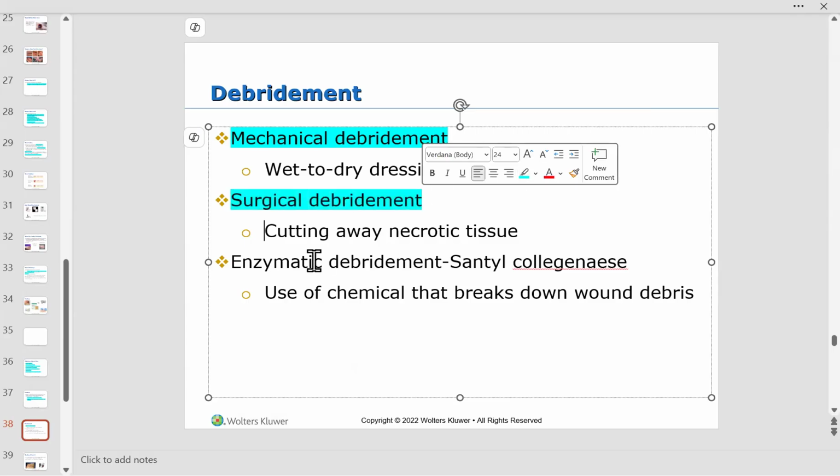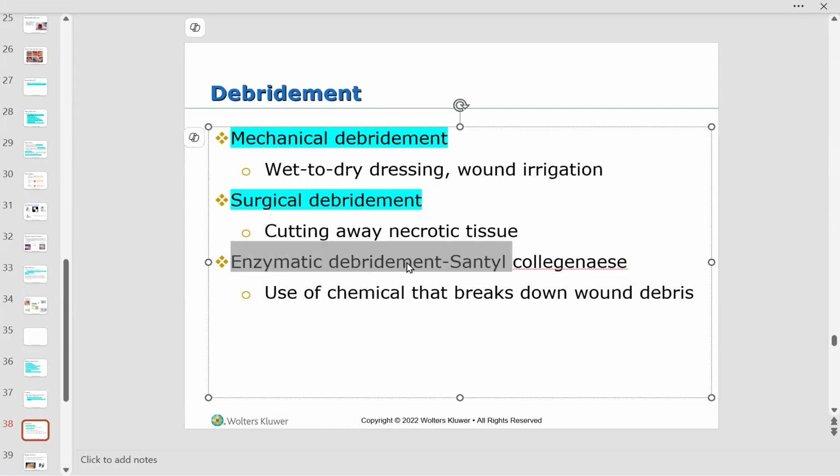The first type is mechanical debridement, which is when we put a wet to dry dressing on. That means we take gauze, saturate it with saline, squeeze most of the saline out so it's wet but not dripping wet, put it on the wound, and then put a dry dressing over it. Change it the next day. When we pull that dressing off, it will dry up and pull off some of the dead tissue.